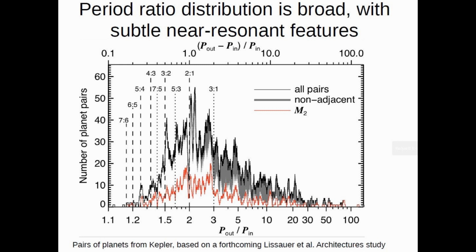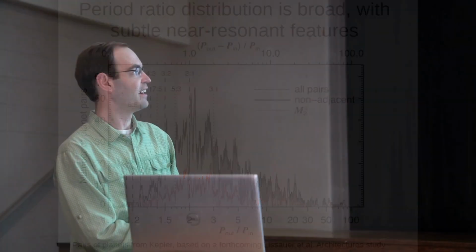And if you keep staring, you'll see that there is a bit of a feature near 4 to 3 and 5 to 4. So these are called first order resonances because the numbers are different by 1. And they're dynamically important because even if the planets have nearly circular orbits, they'll feel perturbations from each other via these first order resonances.